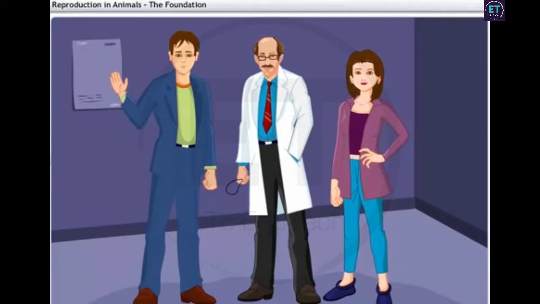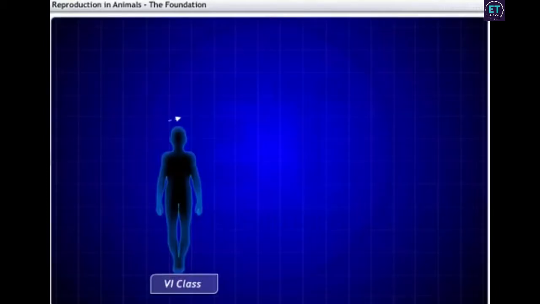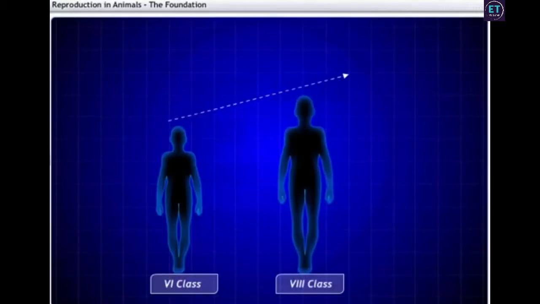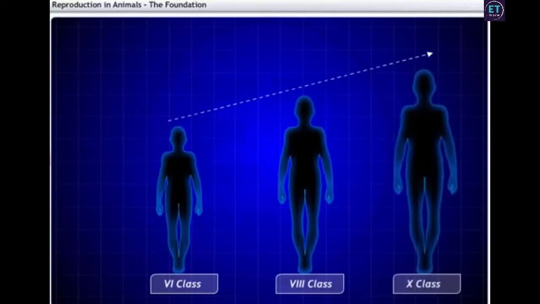All of us know that our bodies change as we become older. Our height increases as we move from one class to the next. Similarly, our weight increases as we grow. These changes make the body become larger in size.